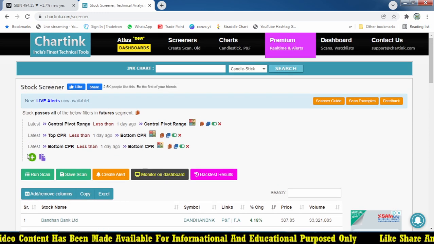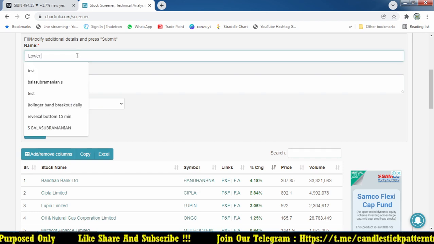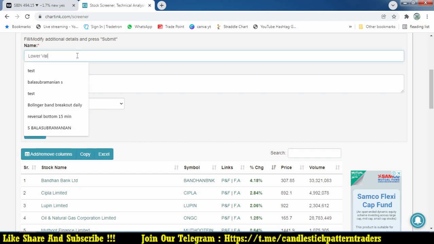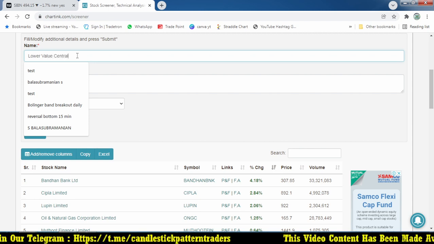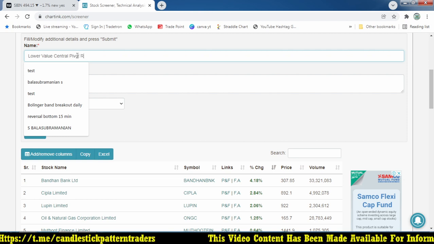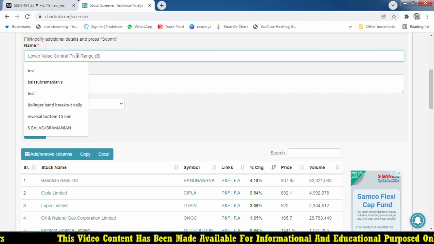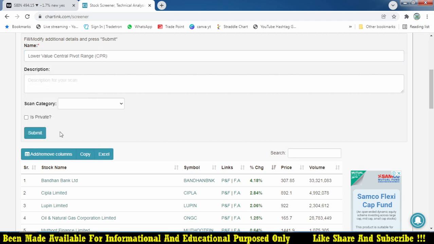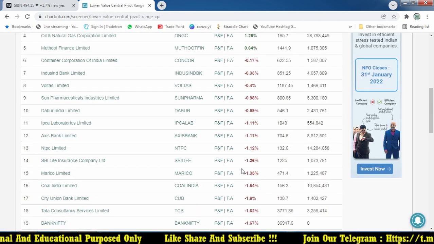So for this one, first I will sort with the higher value. This was a lower value CPR, central pivot range. So let me go for a lower value. This is for a bearish trade, right? This stock's CPR is a lower value. This is for a bearish kind of trade which I'm going to focus on.